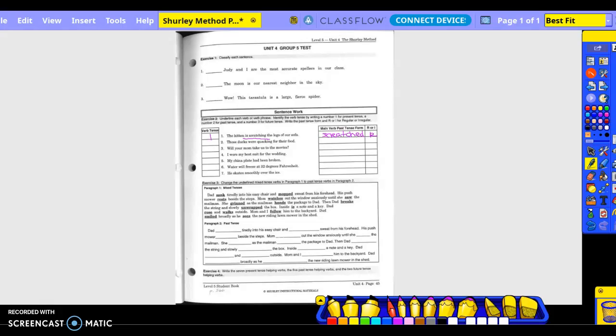Those ducks were quacking for their food. What's the verb or verb phrase? Were quacking. Present, past, or future? Past. So number 2. Okay. What is the past tense of quack? Quacked.